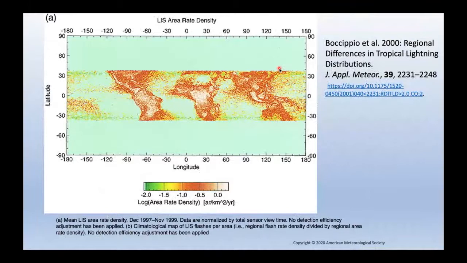Now, subsequently, we had the TRMM satellite that got launched in 1997 that had a lightning instrument, LIS is what it was called, lightning imaging sensor. I forget exactly what it stands for, I just called it the LIS. And Boccippio et al. 2000 came out with what I believe was probably the first map of the geographic distribution of lightning observations from this satellite.